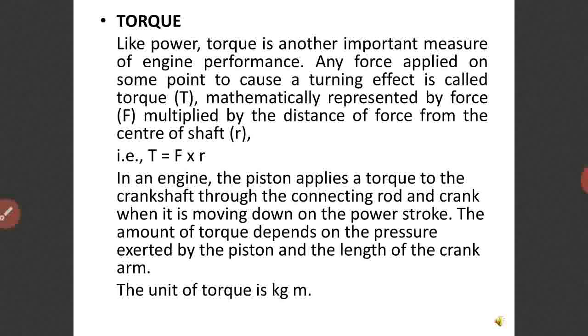In an engine, the piston applies a torque to the crankshaft through the connecting rod and crank when it is moving down on the power stroke. The amount of torque depends on the pressure exerted by the piston and the length of crank arm. The unit of torque is kg meter.